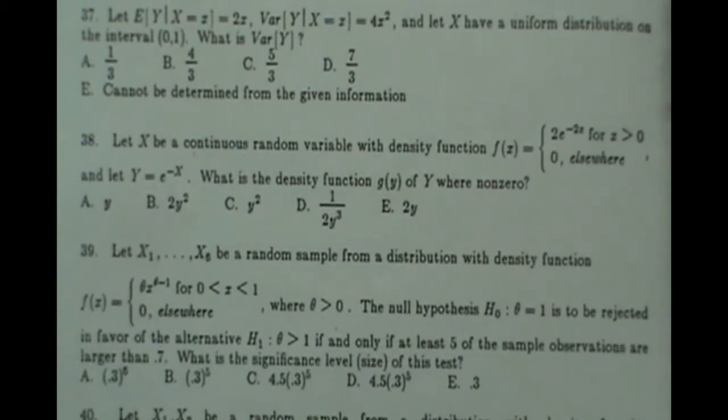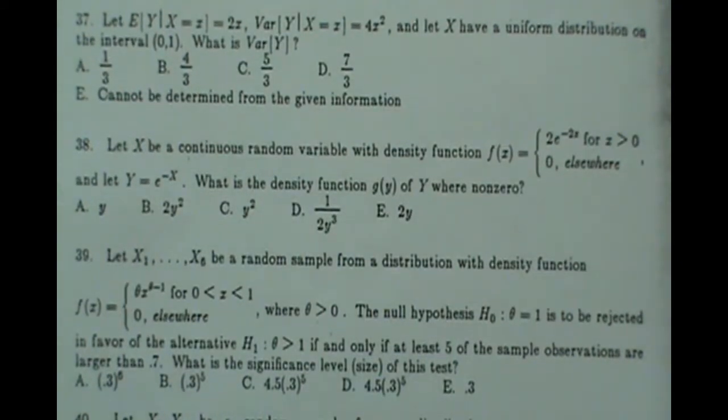Number 38, let x be a continuous random variable with density f of x equal to 2e to the minus 2x, and let y equal e to the minus x. What is the density function g of y where non-zero?